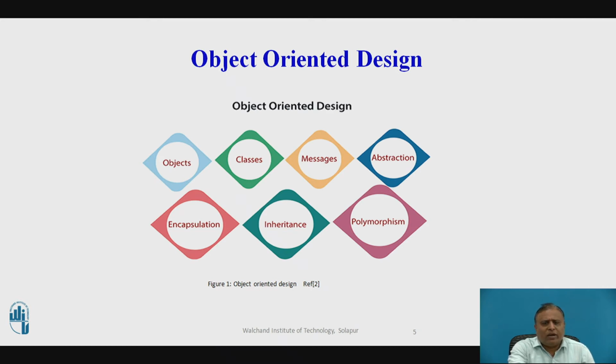So here different characteristics of object-oriented design are given, or we can call them the concepts of object-oriented design. These characteristics or concepts are objects, classes, messages, abstraction, encapsulation, inheritance, polymorphism, etc. Now we are going to see all these concepts one by one.